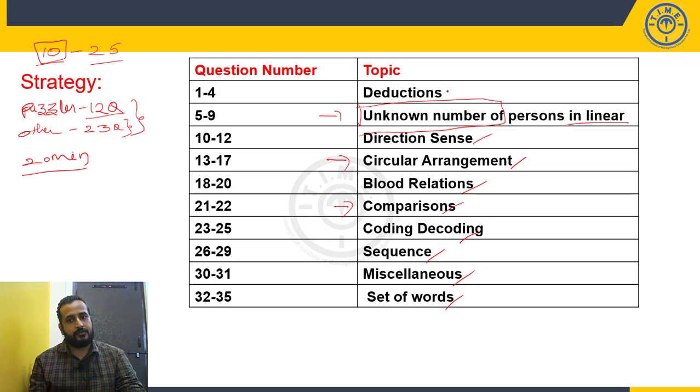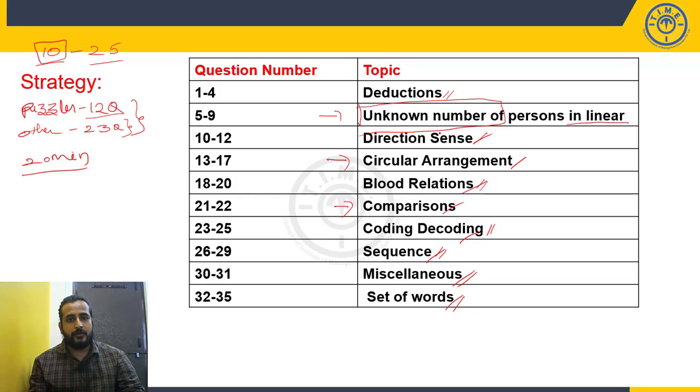In other areas, you are good at fundamentals of deductions, you know how to answer the direction sense questions, and you know how to draw the family tree diagram for blood relations. Coding, decoding, in prelims they always give you easy and traditional methods. Sequence can be done very easily in less time. Miscellaneous and set of words can be done in less time.